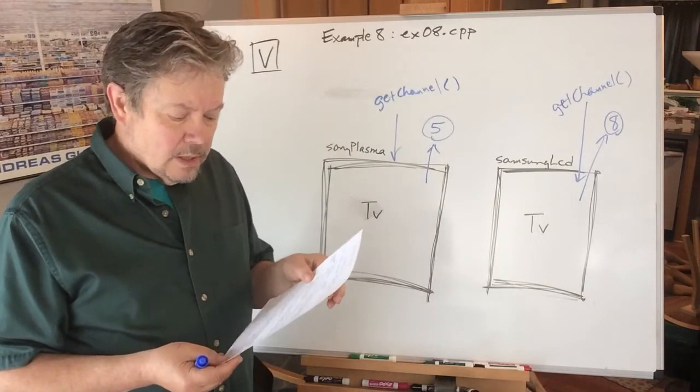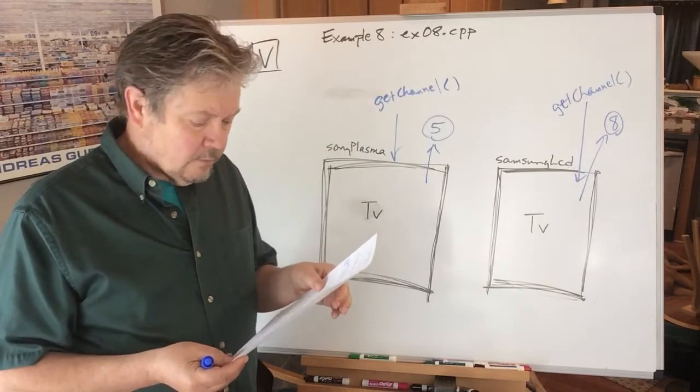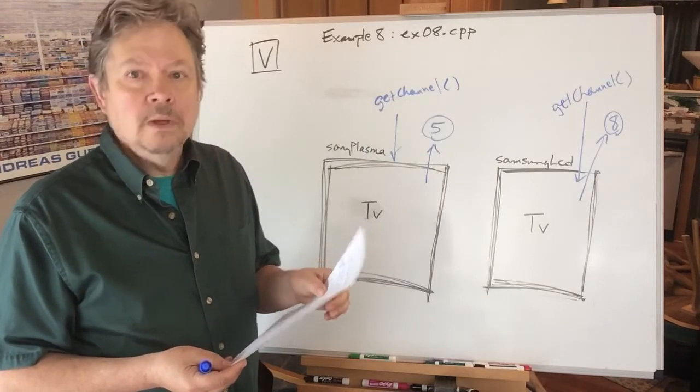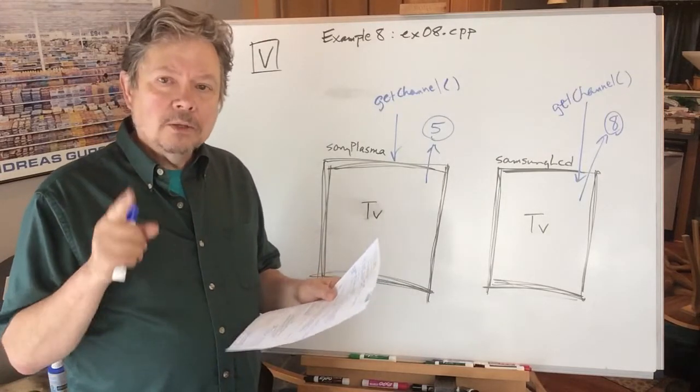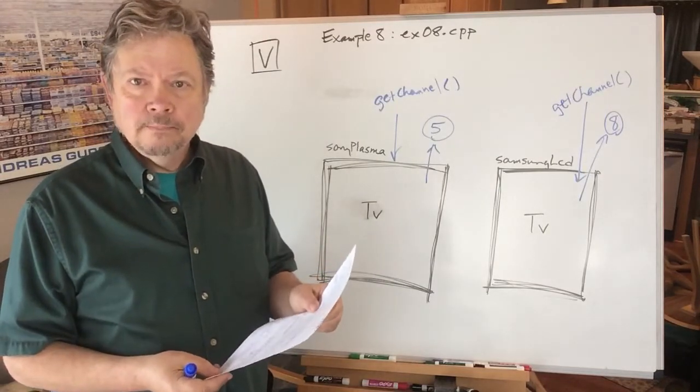So if we know there is a set channel up function, a set channel down function, set volume up, set volume down, then we can call those functions on those objects, and that is all we need to know, aside from understanding what to expect from the behavior.